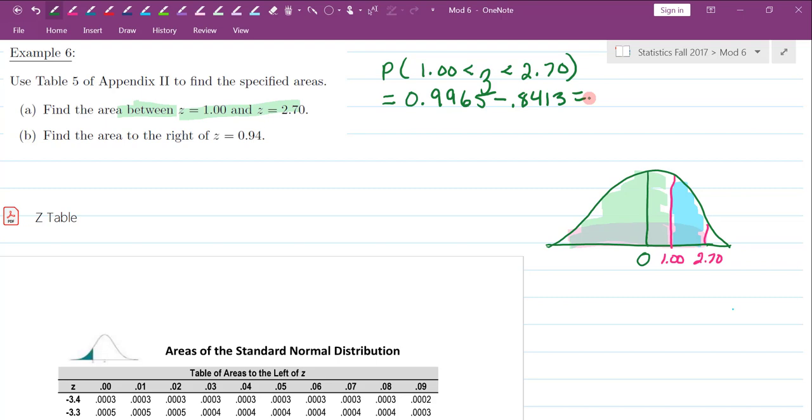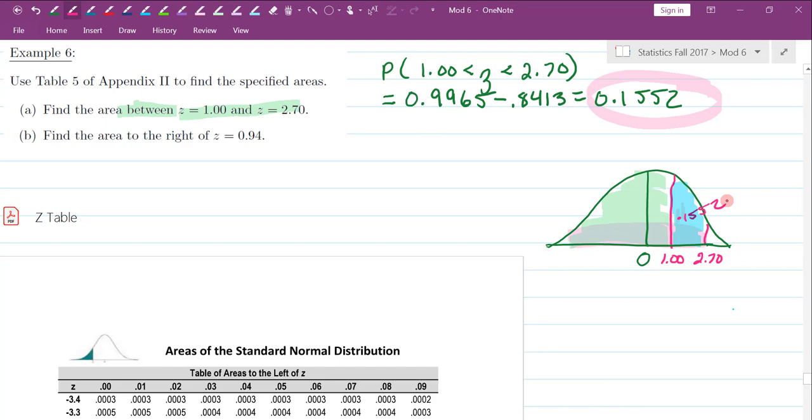Let's try that again. 0.9965 minus 0.8413 is equal to 0.1552. And that should be the area in the blue. Right in here should be 0.1552. 0.1552 is the area under the curve between those two points.